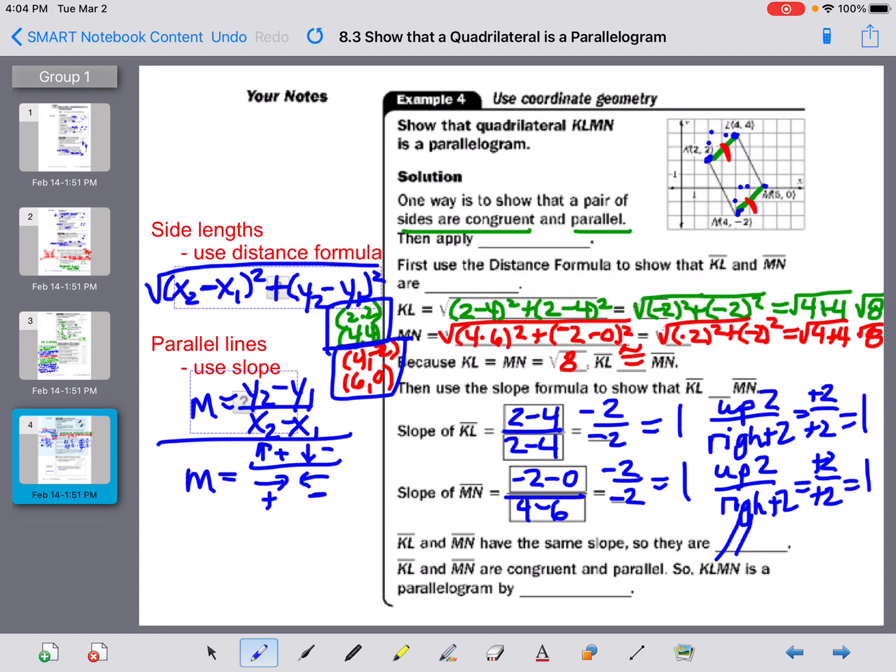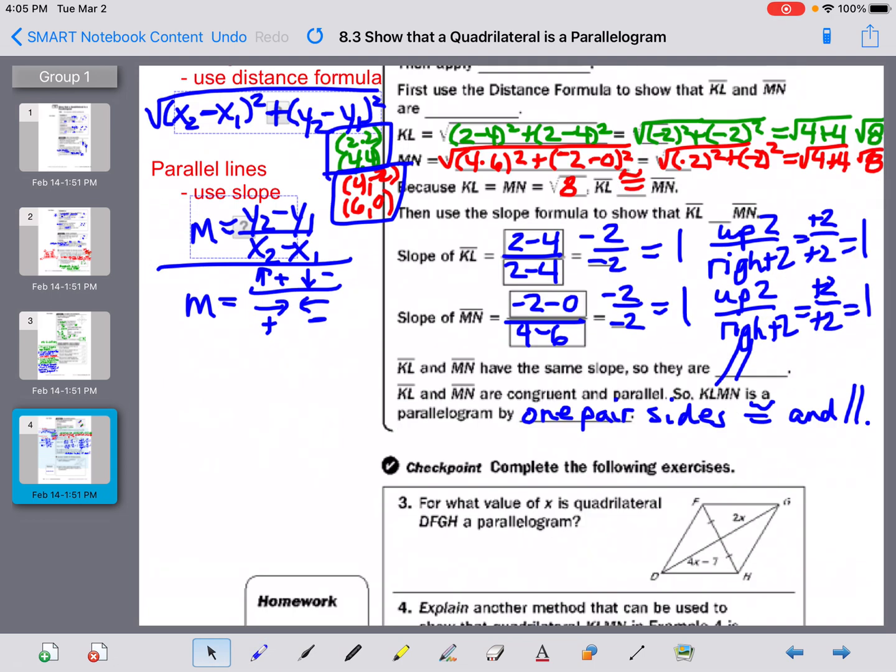So is this a parallelogram? Yes. It's a parallelogram by one pair of sides congruent and parallel. Make sure whatever math you do, you tell the reason that math supports. Make sure you give me that reason.